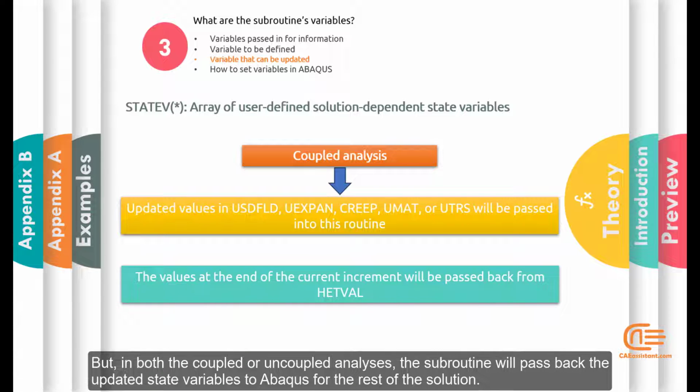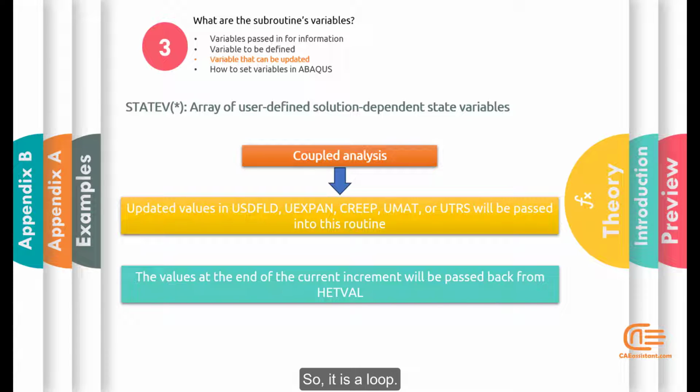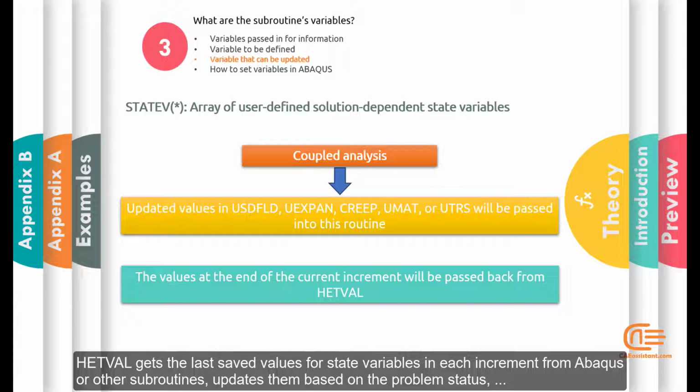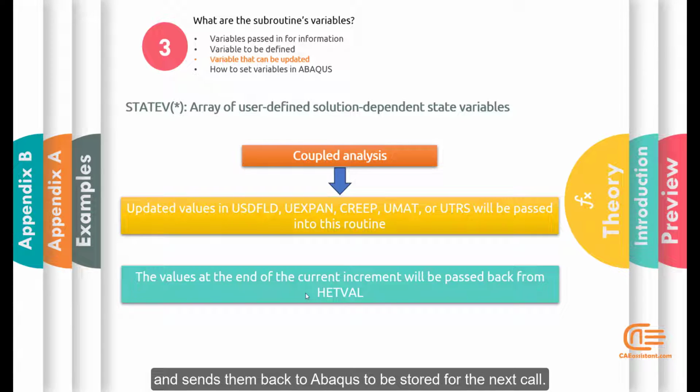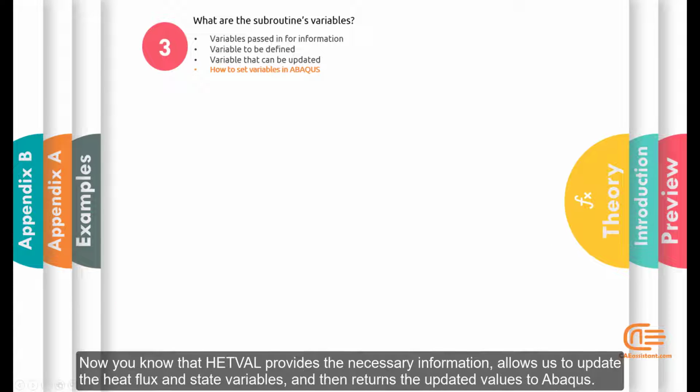But in both the coupled or uncoupled analysis, the subroutine will pass back the updated state variables to Abaqus for the rest of the solution. So it is a loop. Hetval gets the last saved values for state variables in each increment from Abaqus or other subroutines, updates them based on the problem status, and sends them back to Abaqus to be stored for the next call. Now you know that Hetval provides the necessary information, allows us to update the heat flux and state variables, and then returns the updated values to Abaqus.